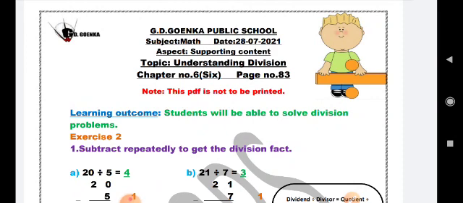Dear Goenkans, today the topic of our class is understanding division. That is chapter number 6 and you can find that on page number 83. The aim and objectives of today's class is that today you will learn how to solve division problems. Now let us start exercise 2.